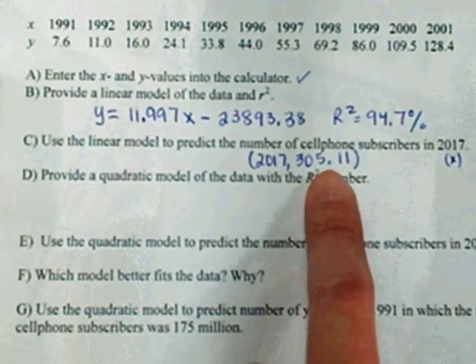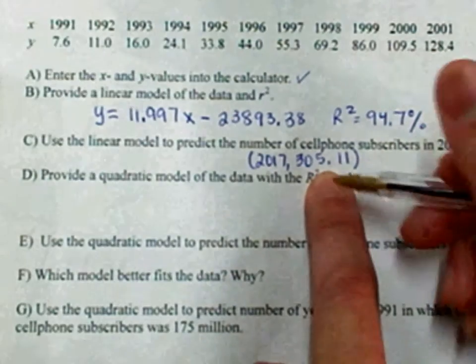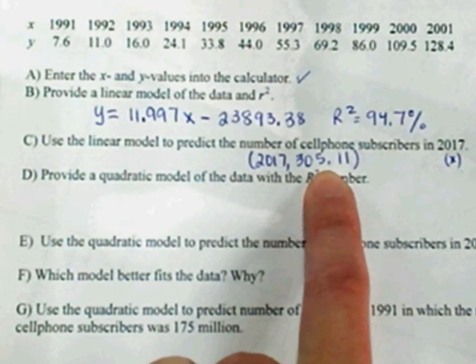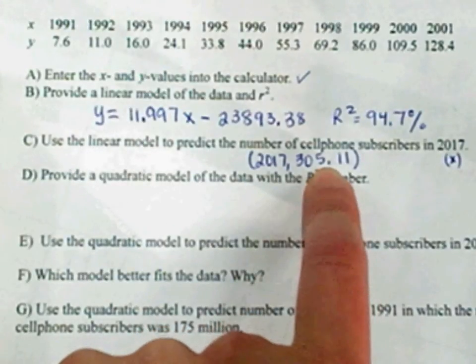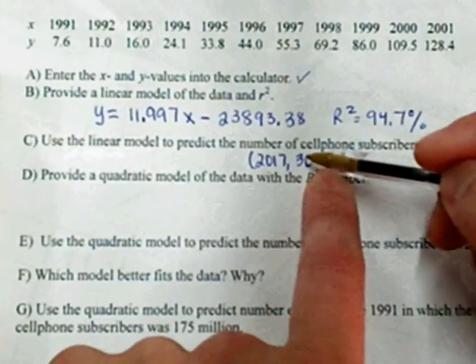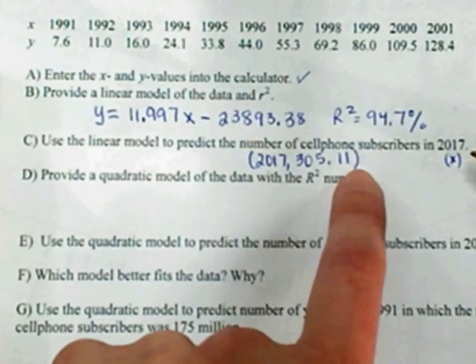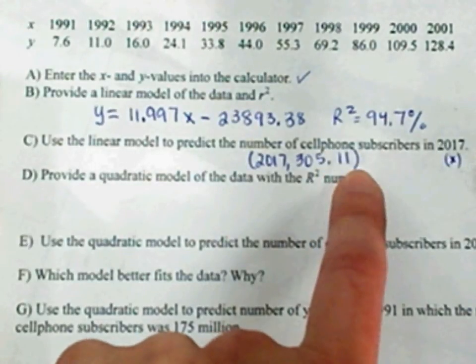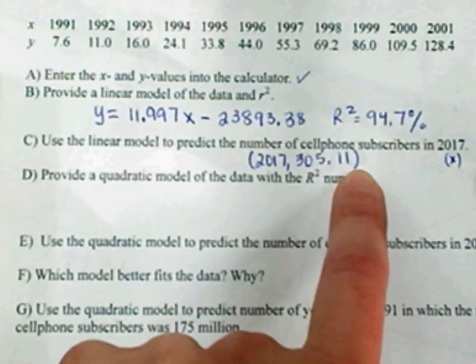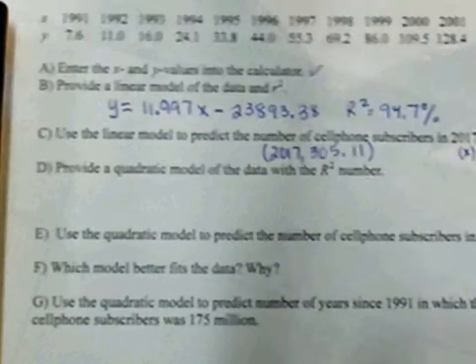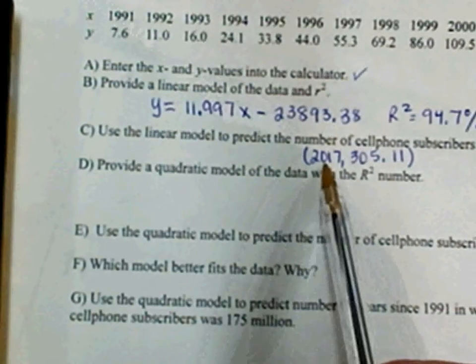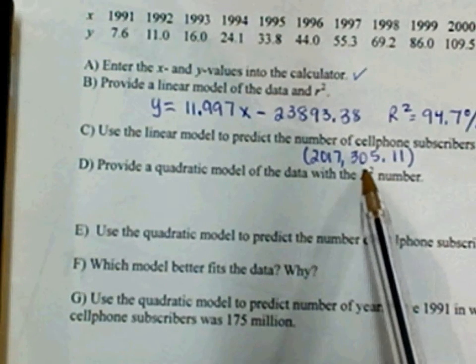Remember, this is in millions. This is not 305 people. This is 305 million. It's 305,110,000. That's what that is. So that's not 305 people. All right. Now, in 2017, they're going to have 305 million people subscribe, cell phone subscribers.